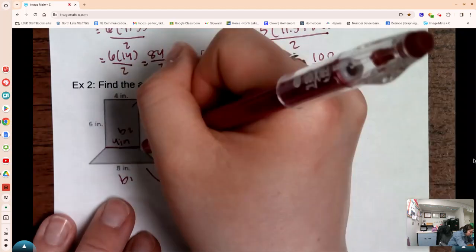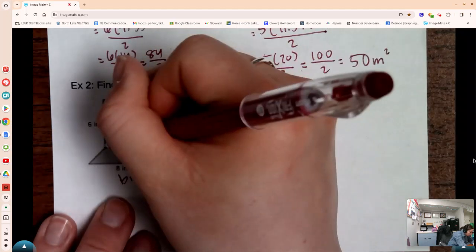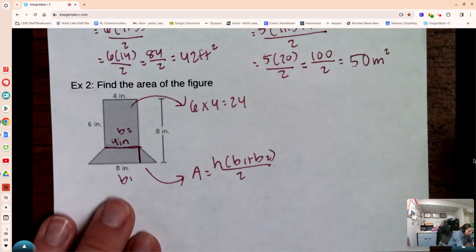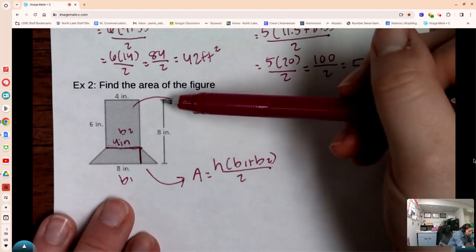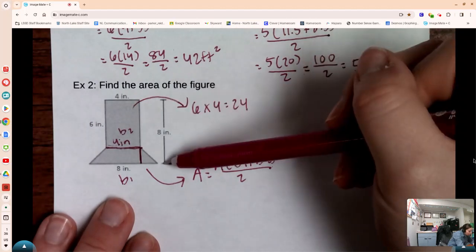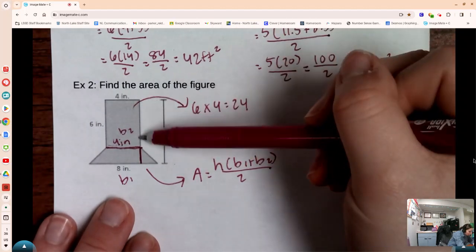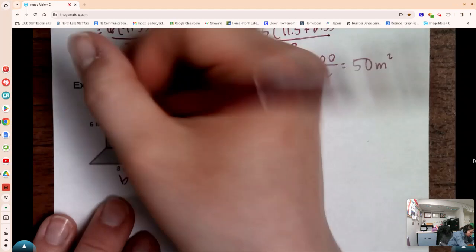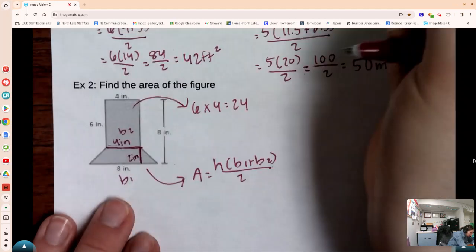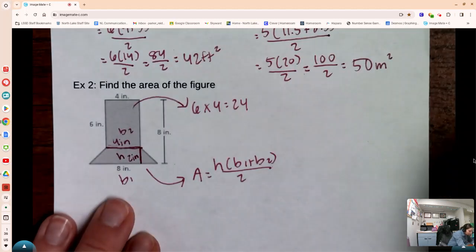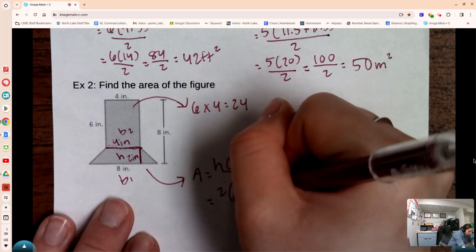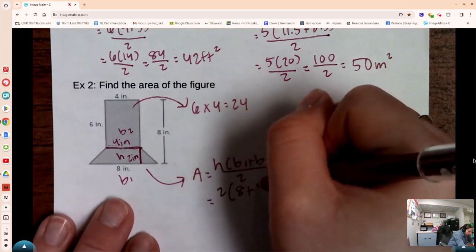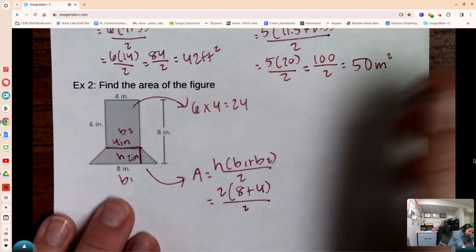So that would be this measurement right here from this top base to the bottom base. That is not labeled. However, I do know from the very top to the very bottom is 8 inches. And the rectangle takes up 6 of those inches, meaning this is going to take up the last 2. And that's my height. So height 2 times base 1 plus base 2, 8 plus 4 divided by 2.